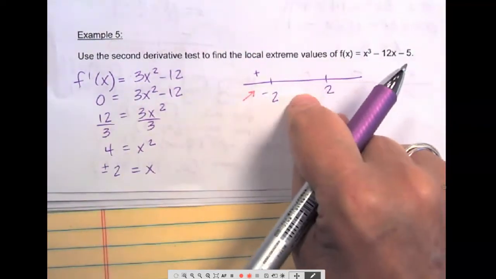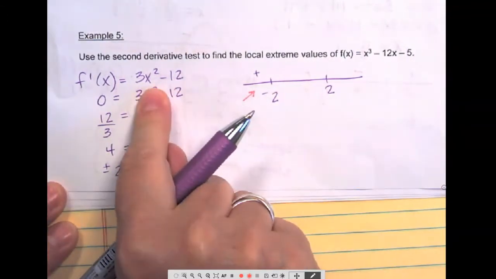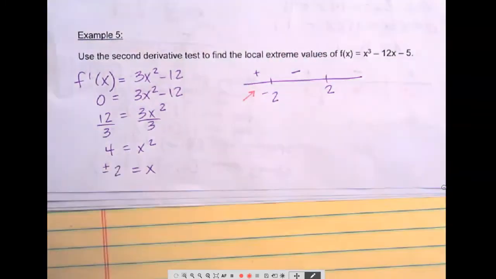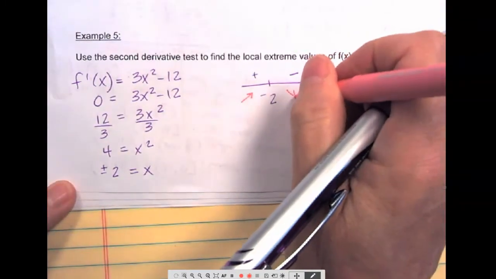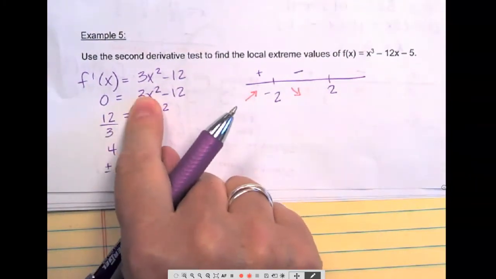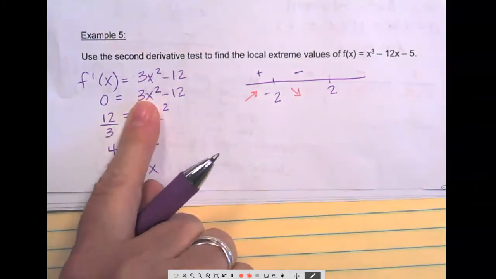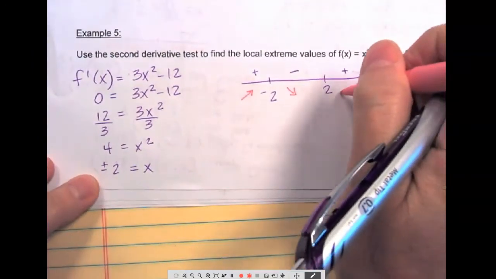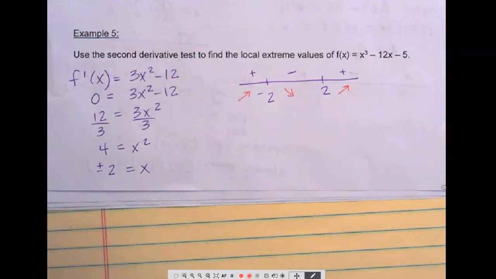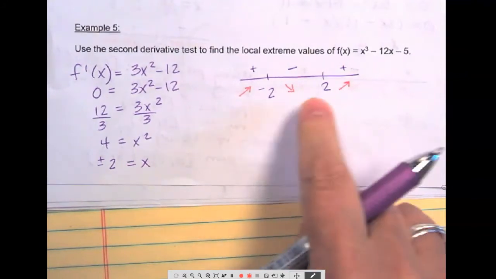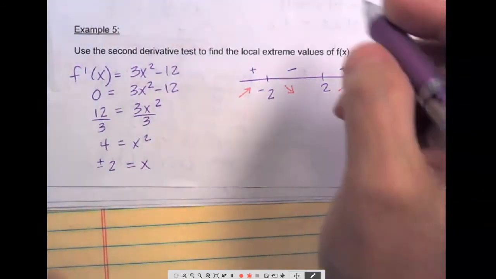That tells me my graph is increasing. Okay, 0 is pretty easy. 0 gives me negative. Tells me the graph was decreasing. And then let's use 3. Sub in 3. Another positive. Increasing. Okay, so now the local extrema are pretty easy to find. What do I have at negative 2? Yeah, follow the arrows.